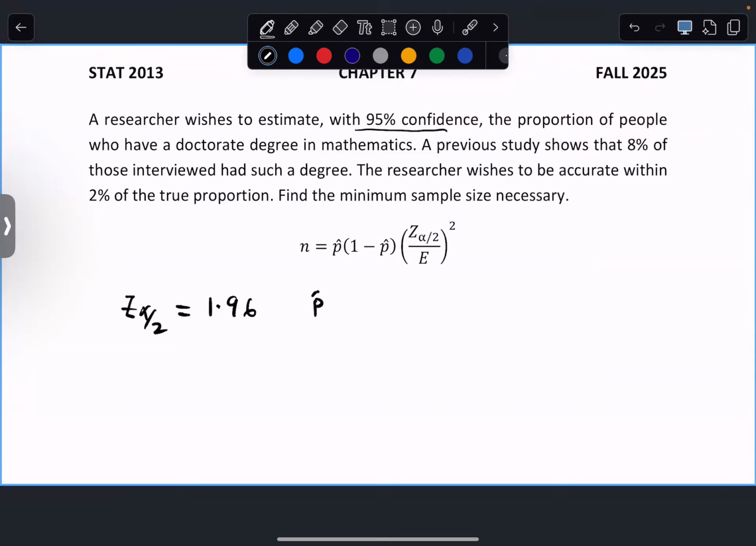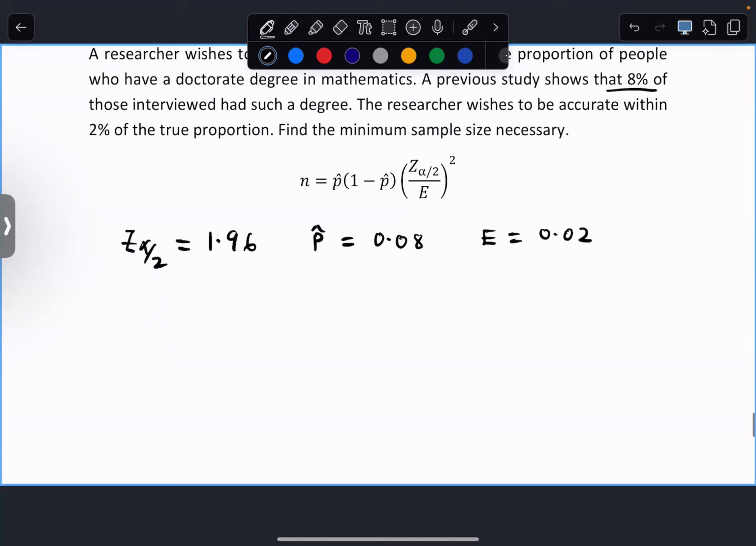How do we know p-hat? A previous study shows that 8% of those interviewed have such a degree. So what is this 8%? p-hat. Great. So 8% is 0.08. The researcher wishes to be accurate within 2% of the true proportion. What is this 2%? Margin of error. Great. So E is 0.02. So we have everything we need.